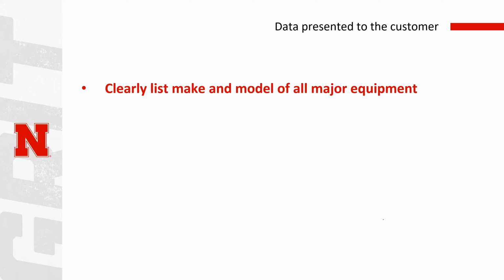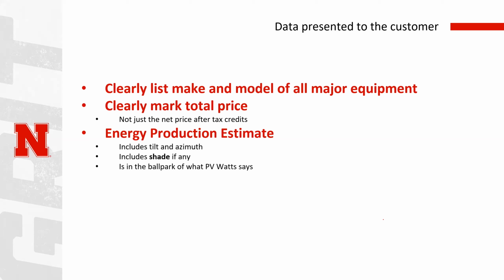When you get a quote from an installer, it should have all of these things. A clear list of the make and model of all equipment. If your quote doesn't have that, you need to ask for it immediately. It is not acceptable that they do not give you the make and model of all the major equipment. That's the solar panel, the inverter, and the racking predominantly, those three things. Clearly mark the total price, not just the net price. They're telling you, this is what you have to write the check for.